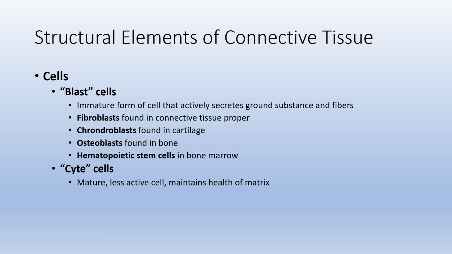The next type of cell that we will see is known as a cyte. We will see chondrocytes, osteocytes, erythrocytes. Anything with the term cyte in it is a mature cell that is simply there to maintain the extracellular matrix of that connective tissue.